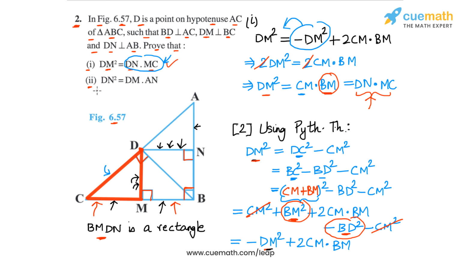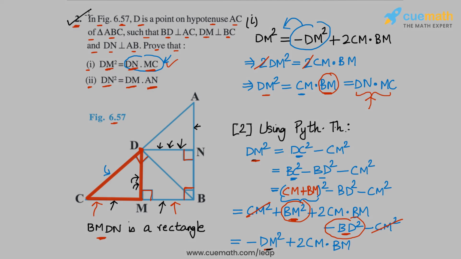Also, as an exercise, you have to complete the second part, which is very similar to the first part. Instead of DM, you have DN, and instead of DN, you have DM, and instead of MC, you have AN. So the second part is very similar to the first part. So I will leave it to you as an exercise to complete the second part. Okay, so with this, we have completed question number 2.